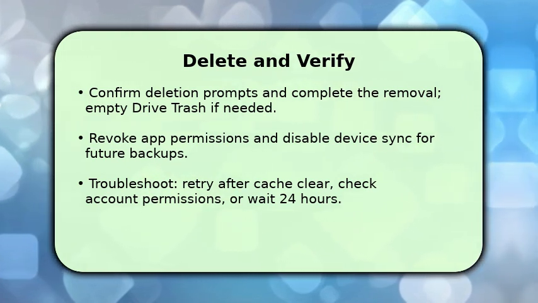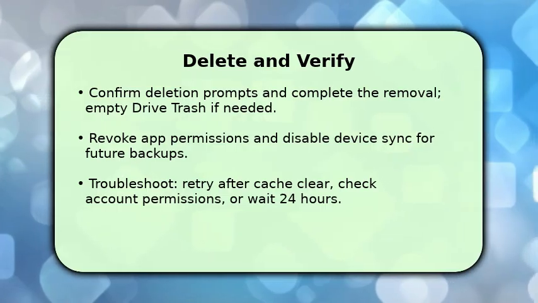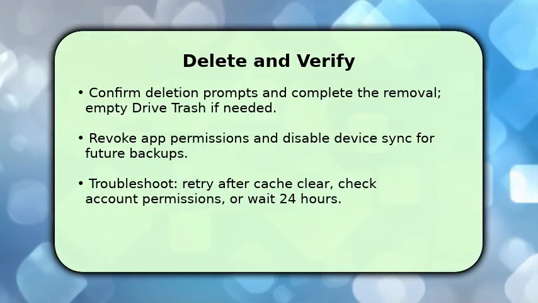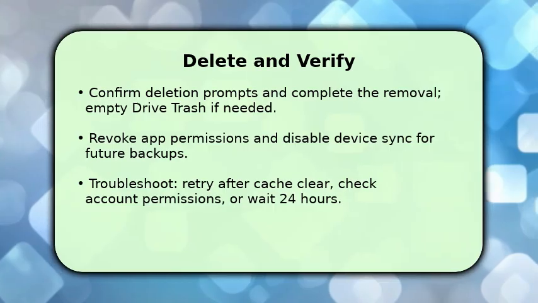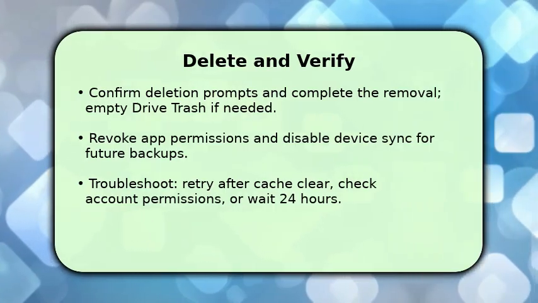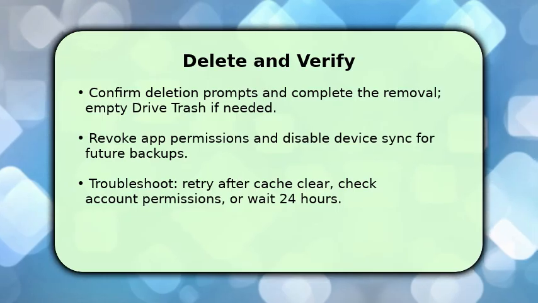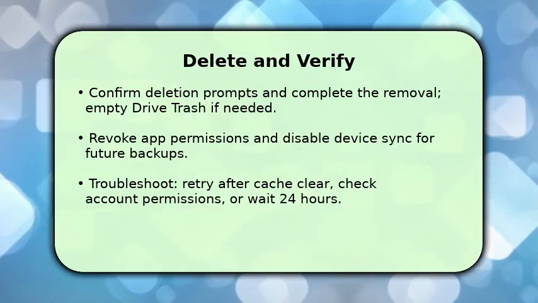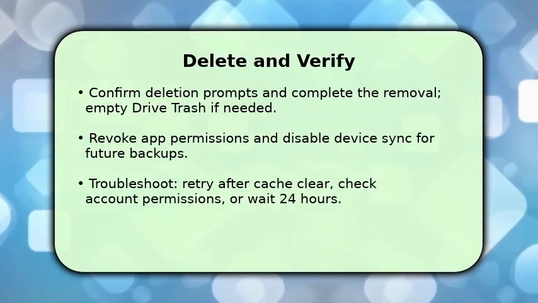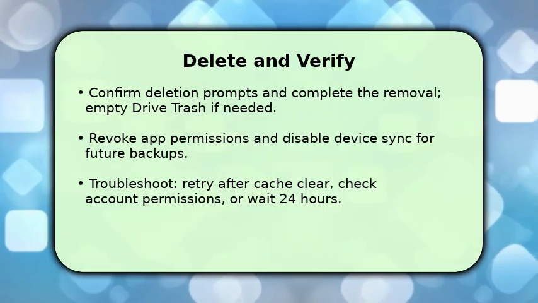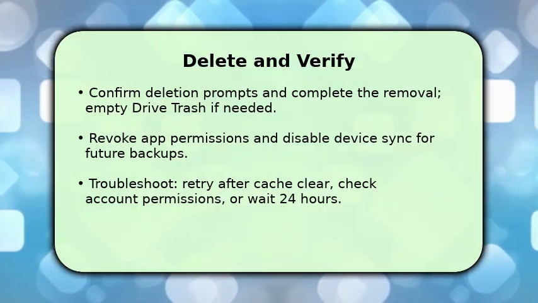Once done, empty Google Drive trash to permanently remove takeout archives and revoke any third-party app permissions that recreate backups. Make sure to disable device sync settings so new backups stop. If deletion doesn't appear immediate, retry after clearing your browser cache or sign out and in. If issues persist, wait up to 24 hours for Google systems to update.